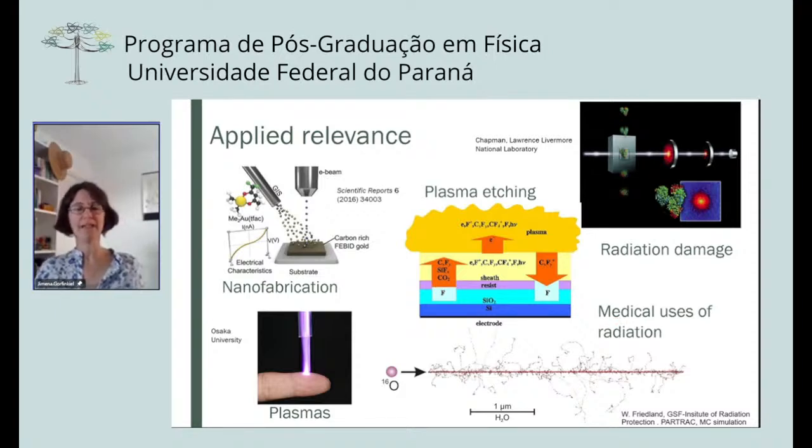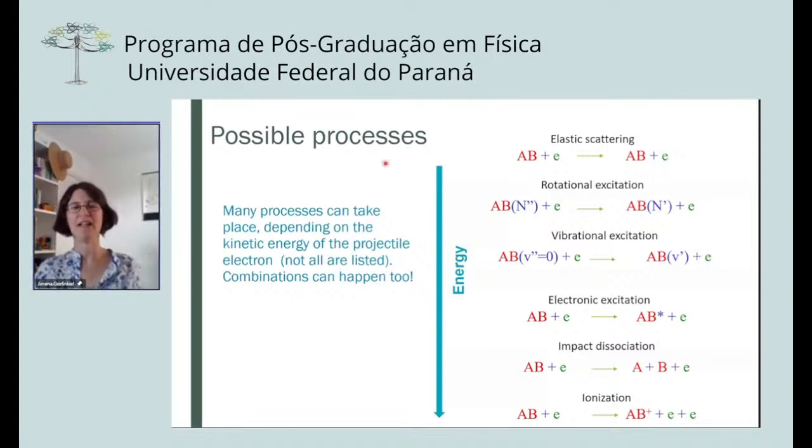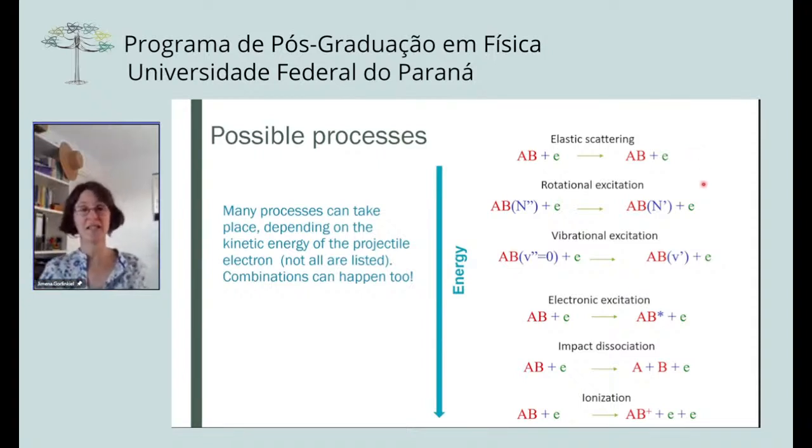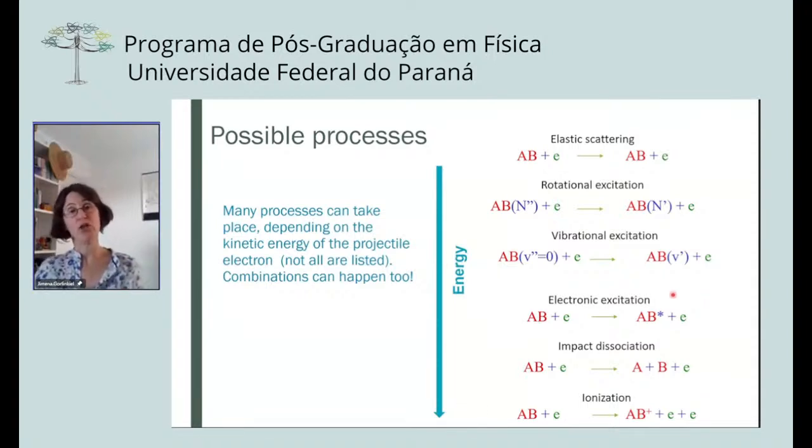Now, before I move on, let's remind ourselves of what kind of processes are possible when you have an electron interacting with a molecule. The simplest one is elastic scattering, where the molecule isn't changed, but you may have changes to the direction of the projectile, the electron. Then as you increase the energy, you will have changes to the internal state of the molecule, so you can change the rotational states, the vibrational states, or the electronic states.